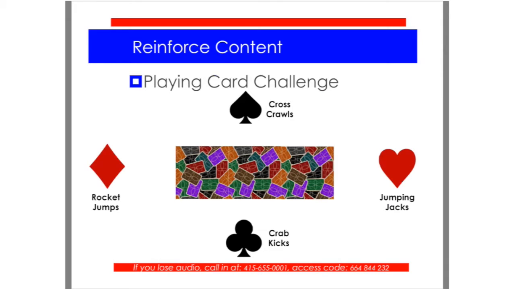So if I have the 8 of hearts, I'm going to do 8 jumping jacks. And then I'm going to keep the card. This is really important. So you have to have lots of cards for this. But you're going to keep the card because we're going to use it for a math activity, the cards that you have for a math activity.